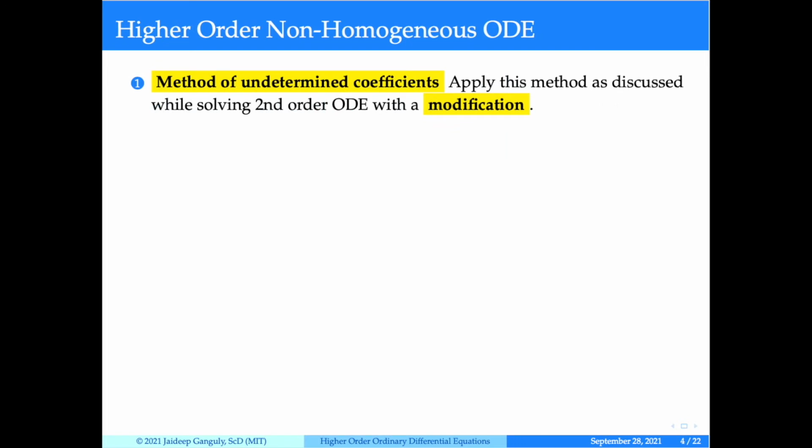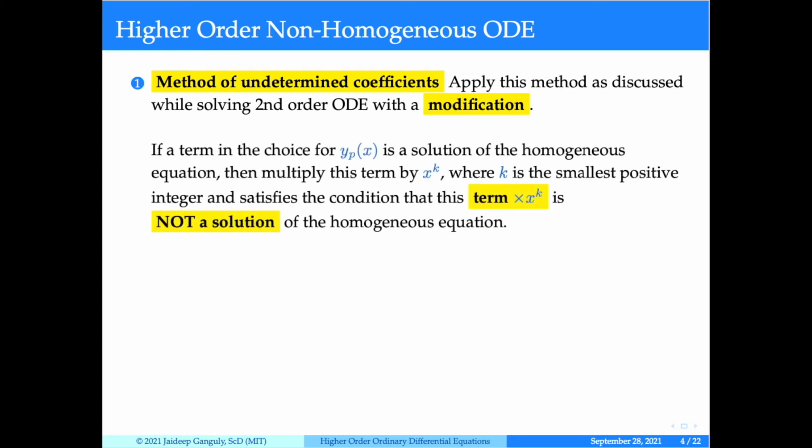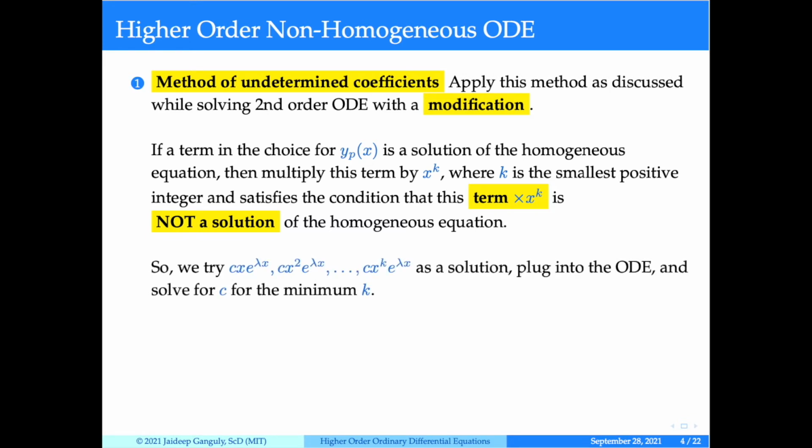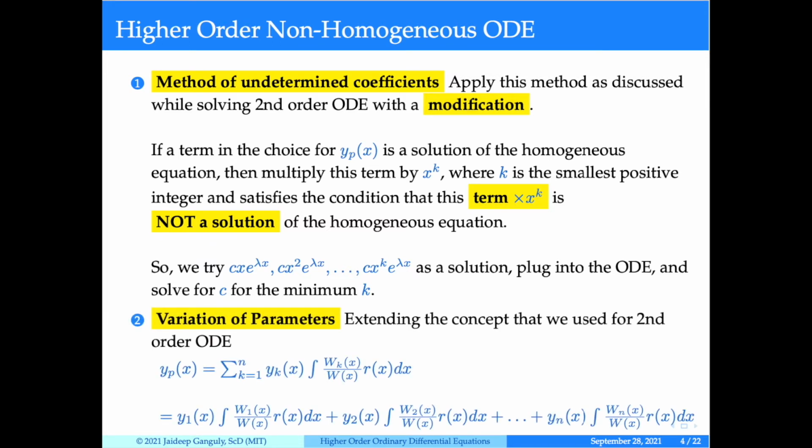To determine the particular solution, we apply the method of undetermined coefficients, with a modification. If a term in the choice for yp is a solution of the homogeneous equation, then multiply this term by x to the power k, where k is the smallest positive integer that satisfies the condition that this term multiplied by x to the power k is not a solution. We can also find the particular solution by the method of variation of parameters that we studied earlier.